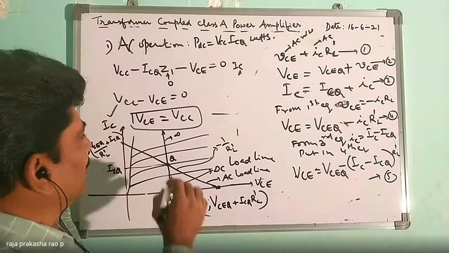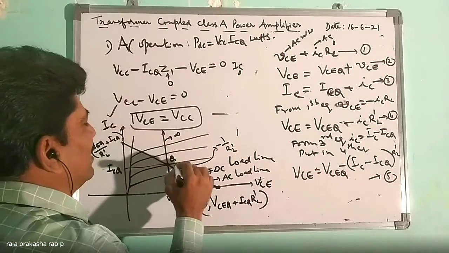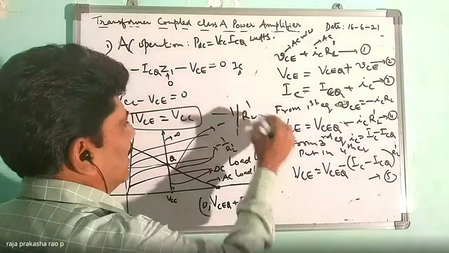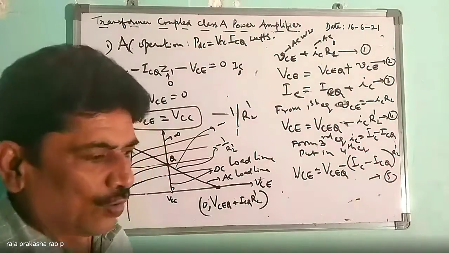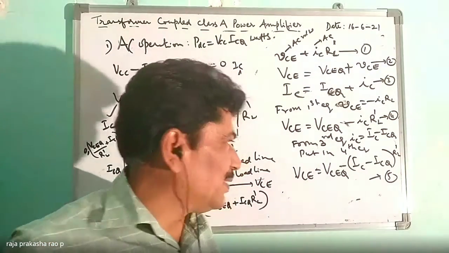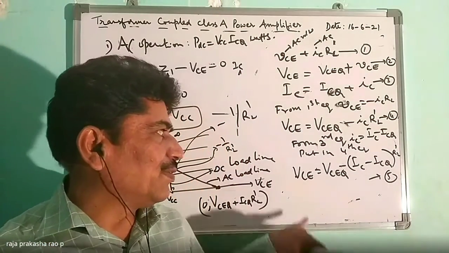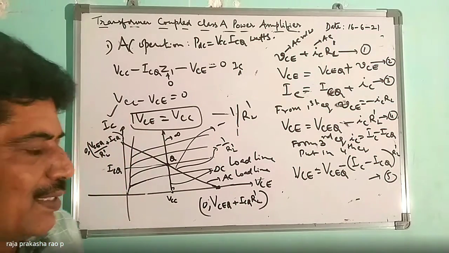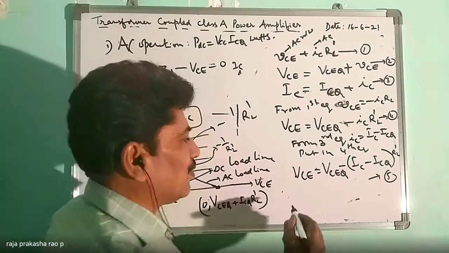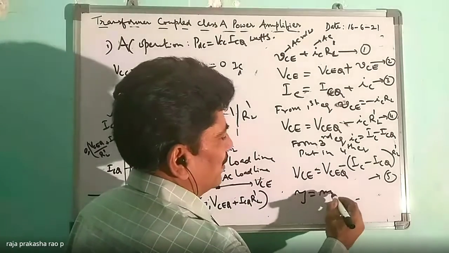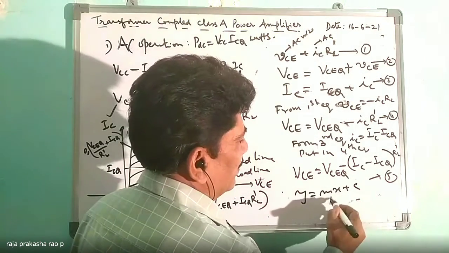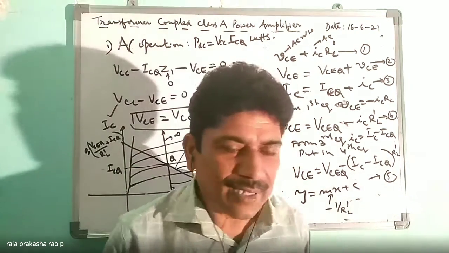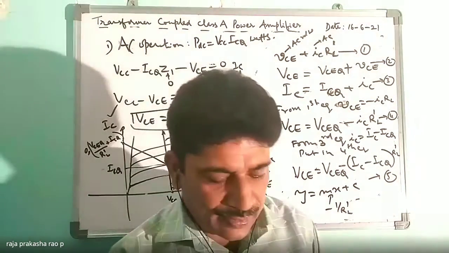Okay. In the textbook, in the material, only this line is given and its slope is minus 1 by RL dash. From this, you can find the slope. Just differentiate this with respect to VCE and you will get that slope. It will be very simple. Or you just write it in the form y is equal to mx plus c. Then you will get this m as minus 1 by RL dash. Okay. There is no time, otherwise I would have done that also.